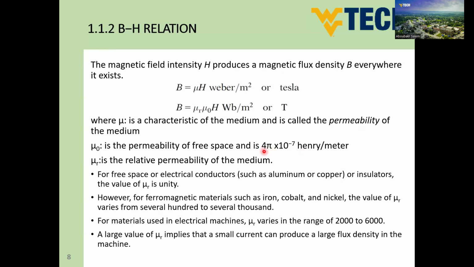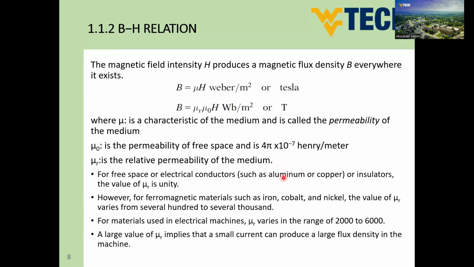So this is the free space or air permeability. And mu r is the relative permeability of the medium or the magnetic material that will be used in the magnetic circuit. So in case of using an air core, we don't have a core or magnetic material. We have just a coil with air without any magnetic material. So in this case, mu would be only 4 pi times 10 to the power minus 7, and mu r of free space equals 1.